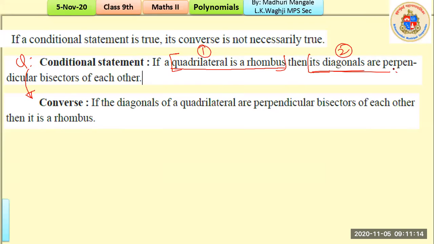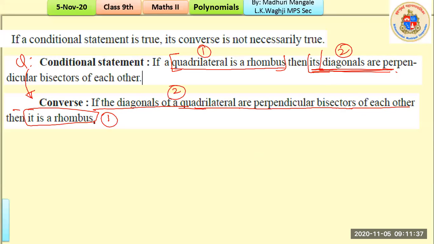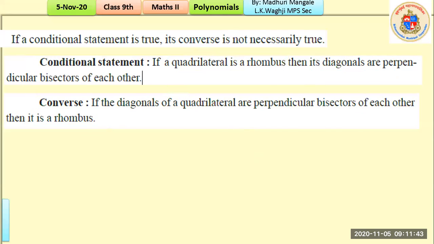So we write the second statement first, that is, if the diagonals of a quadrilateral are perpendicular bisectors, then what happens? Then it is a rhombus. So you see the second part, it is a rhombus. The first thing is moved to the second place. All right, we are just switching the two parts, the antecedent and the consequent. Let us look at one more example.